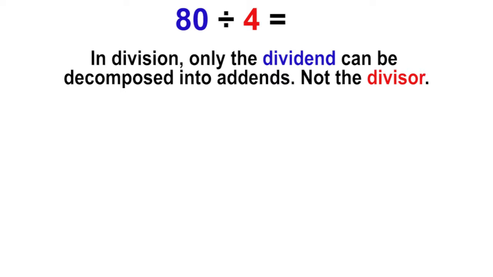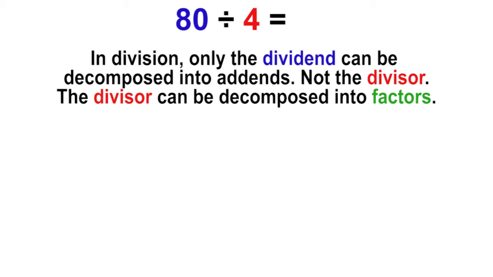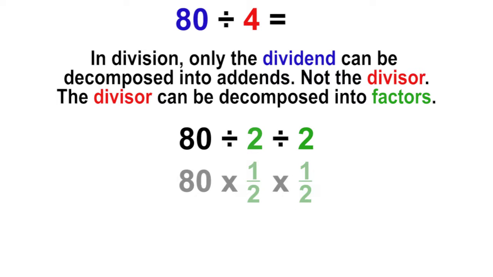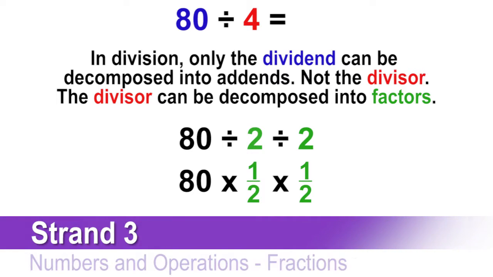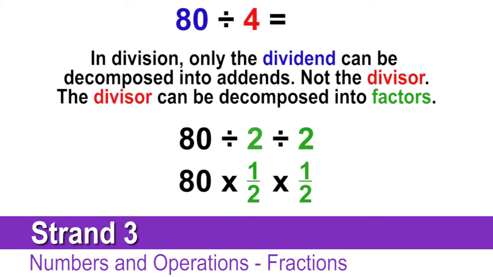This lesson focused on the divisor not being able to be decomposed into addends. That does not mean it can never be decomposed. It can, however, be decomposed into factors. The example 80 divided by 4 is sometimes written 80 divided by 2 divided by 2. But because this division is the inverse of multiplication, it can more easily be seen as 80 times 1/2 times 1/2. In the strand, Numbers and Operations of Fractions, 5th grade students will learn more about this concept.